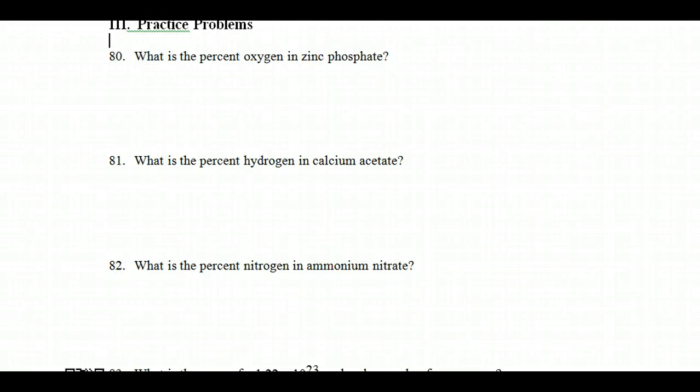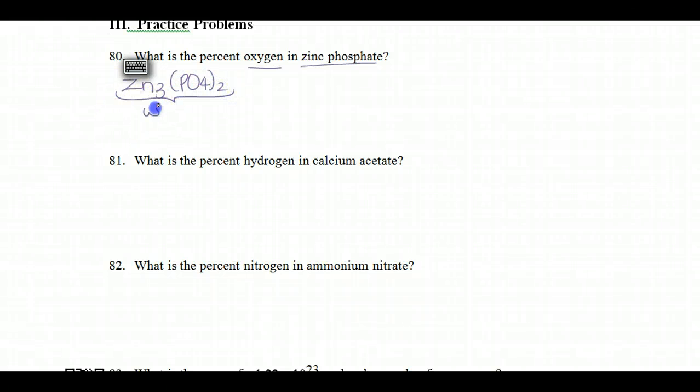Okay, so for 80, 81, 82, we're dealing with percent composition problems. For percent composition, you're talking about the mass of some piece of a compound over the total mass of that compound. So for this first one, we're talking about zinc phosphate, which is our whole, and then it asks about oxygen. So our formula for zinc phosphate is going to be Zn3(PO4)2.